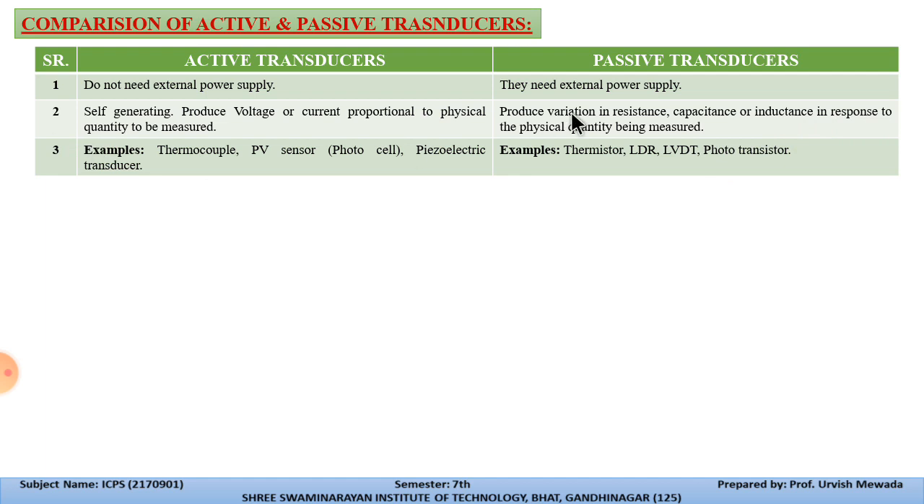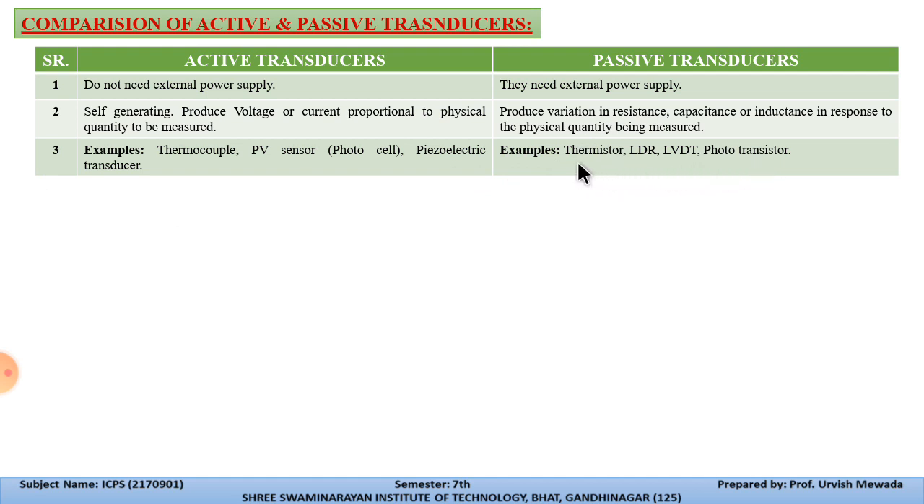So that we already discussed in the previous slide animation. Now the examples of active transducers are thermocouple, PV sensors. PV sensor basically the photo cells, and piezoelectric transducer. We discussed this piezoelectric transducer in detail in the previous slide. The examples of passive transducers are thermistor, LDR, LVDT, and phototransistor.